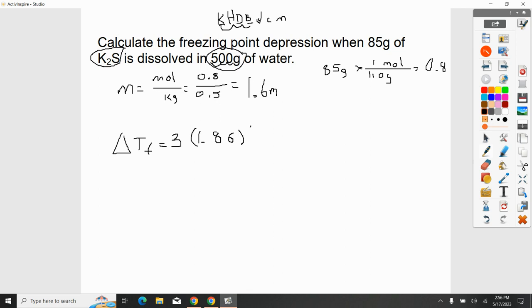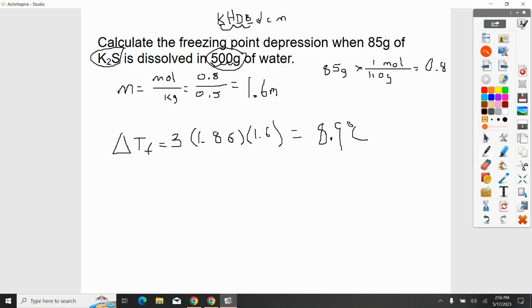Again, I have to write with my mouse because I can't use the touch screen with this. Times my molality. So 3 times 1.86 times 1.6 is 8.92. So my freezing point would drop 8.9 degrees Celsius. If we're talking about pure water, that means it would freeze at negative 8.9 degrees Celsius.